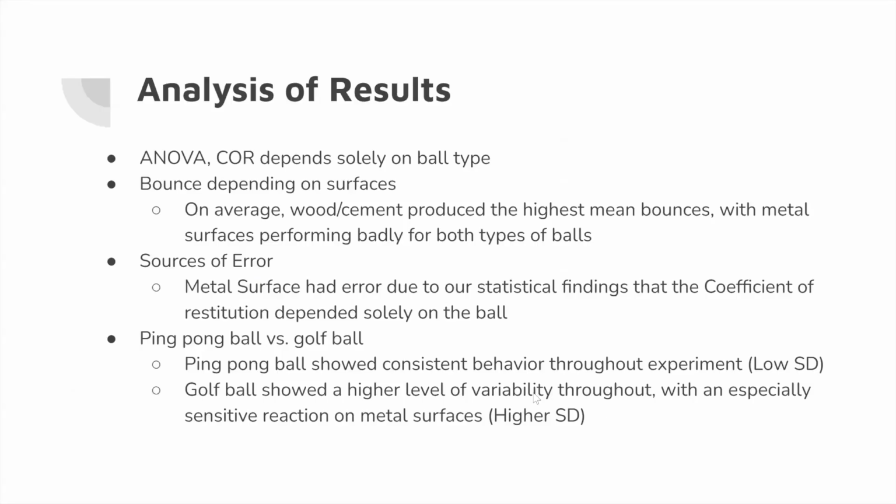As was said, in the ANOVA table, we saw that the coefficient of restitution depends solely on the ball type, which was the only one with a p-value of less than 0.05. We found that the bounce also varied with the surfaces. The wood and cement produced the highest mean bounces, with metal surfaces performing badly for both types of balls. The metal surface could be a potential source of error, because we statistically found that the coefficient of restitution depended solely on the ball. So maybe there's vibration or something throughout the metal surface. Throughout the experiment, the ping pong ball showed more consistent behavior, and the golf ball showed higher levels of variability.